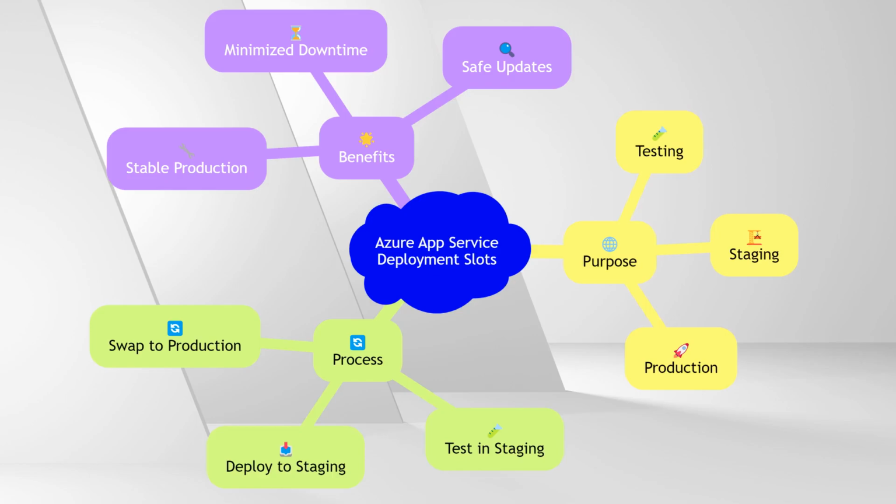Deployment slots are a powerful feature of Azure App Service that allow you to create different environments for your web app. These environments can be used for testing, staging, and production. By using deployment slots, you can deploy your app to a staging environment and test it before swapping it into production. This ensures that your production environment remains stable and minimizes downtime during updates.